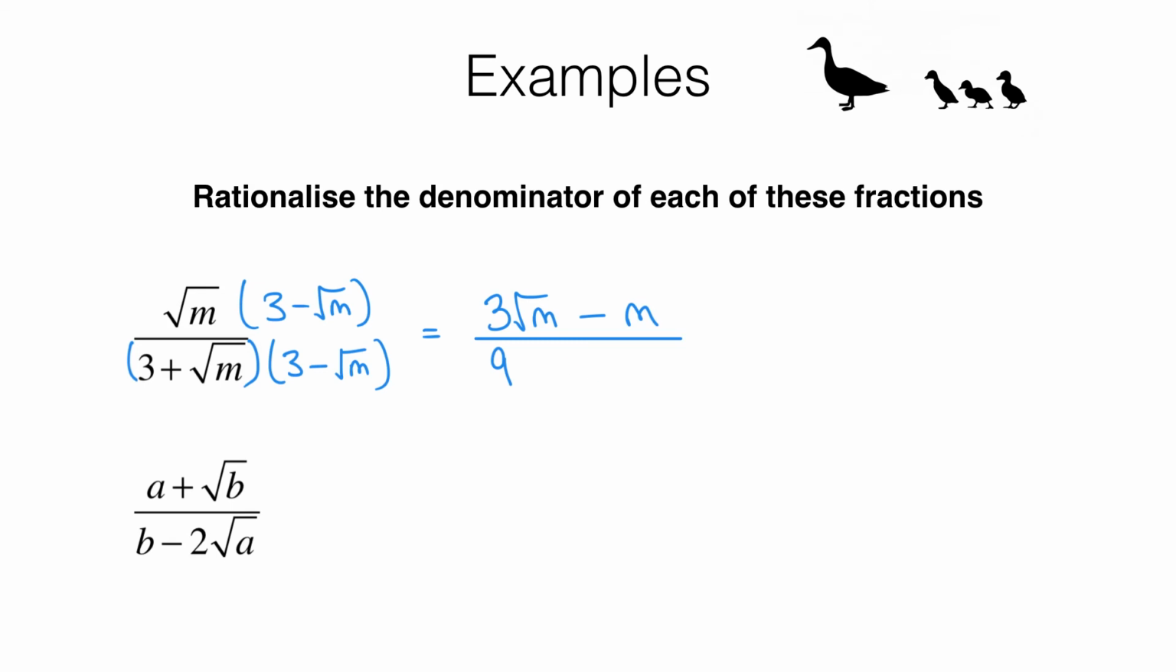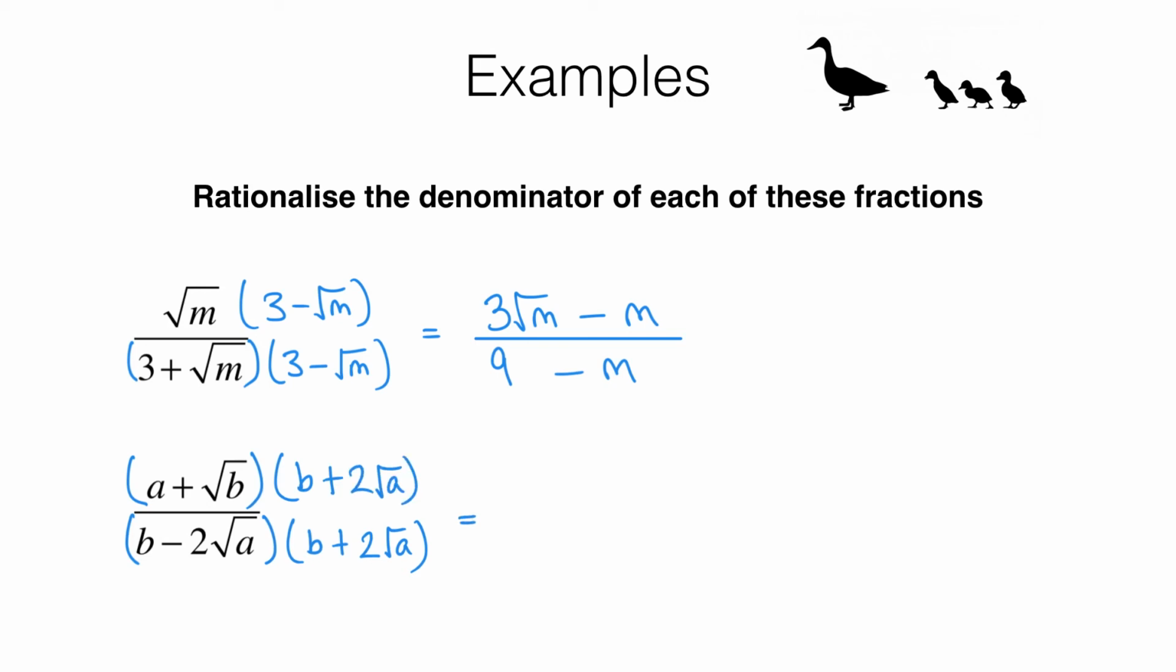And then we've got root m times negative root m, which is minus m. So I've skipped a step here because we're always going to get those 2 terms that cancel when we multiply by conjugates. And we've got our answer. It's 3 root m minus m over 9 minus m. For this next one, the conjugate we need to multiply by is going to be b plus 2 root a. And because we multiply the denominator by that, we need to multiply the numerator by the same thing to keep the fraction equivalent.